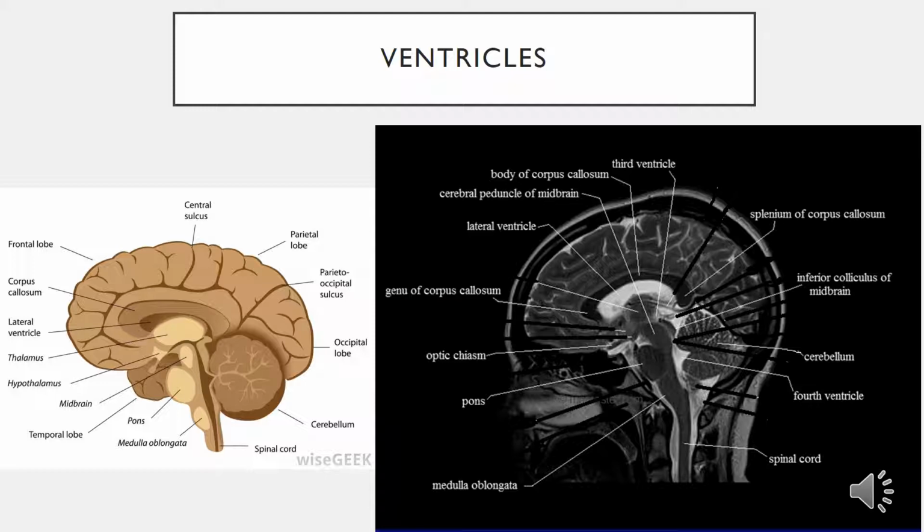You can tell them apart because they're going to be different shades of gray. No matter what weighting we're using for MRI and on CT, they're going to be various shades of gray. The ventricles are going to be more easily seen on our sagittal plane.